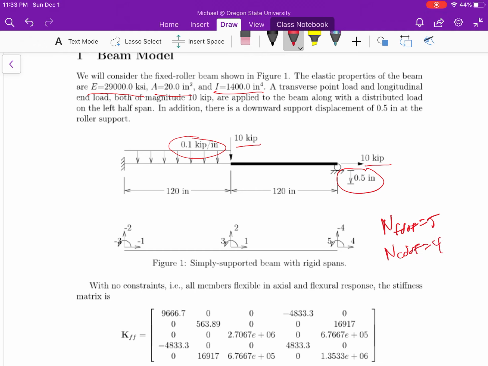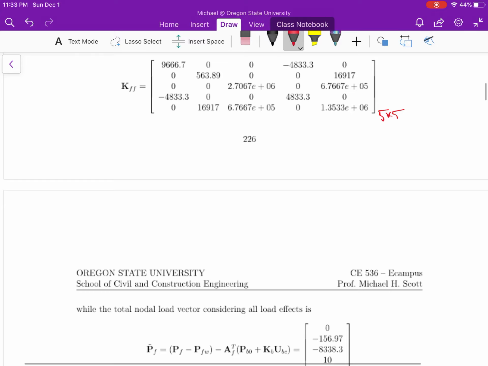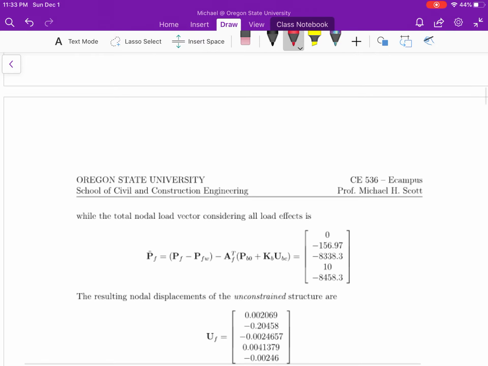constrained degrees of freedom. Okay, so with no constraints, i.e. all the members are flexible in their axial and flexural response, it's pretty straightforward to show that the stiffness matrix is this 5 by 5 shown here. And the total nodal load vector, PF tilde, which includes the nodal loads, the rigid body load effects from the member loads, as well as fixed and basic forces and the effect of support settlements, is this vector right here.